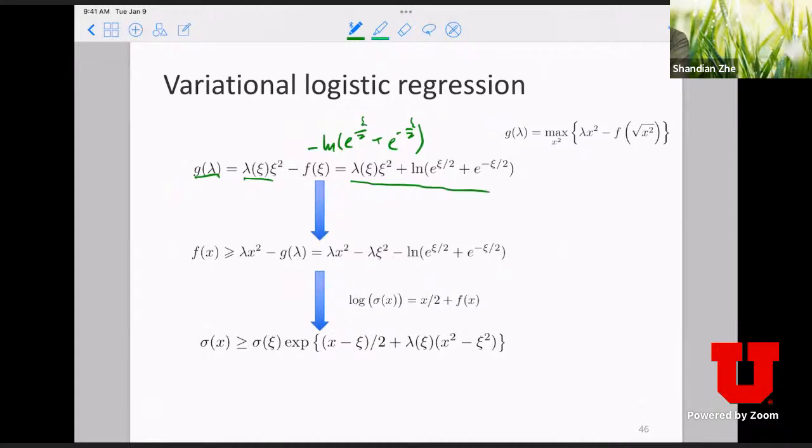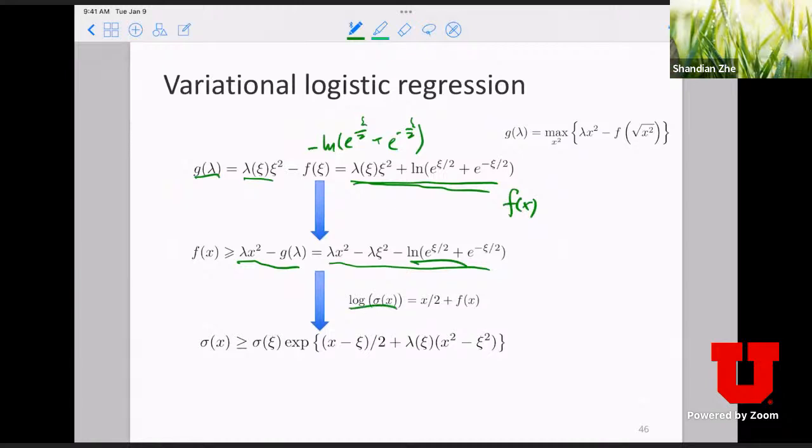Okay. So now we can use the convex conjugate definition. Remember, f of x is convex in x squared, so it's a convex conjugate. The lower bound is lambda x squared subtracted by g of lambda. You just replace g of lambda by this form, and you get f of x. The lower bound of f of x has the following form: lambda x squared subtracted by lambda qc squared subtracted by this logarithm.